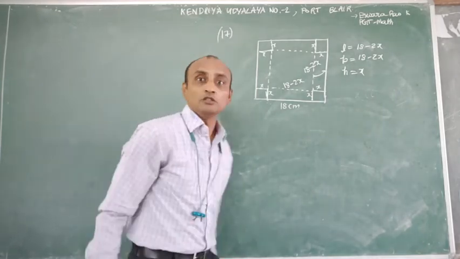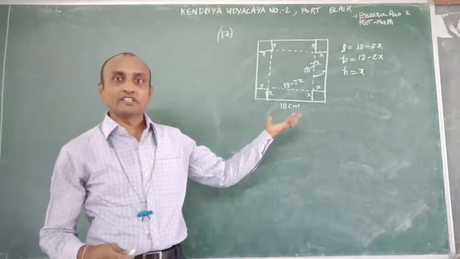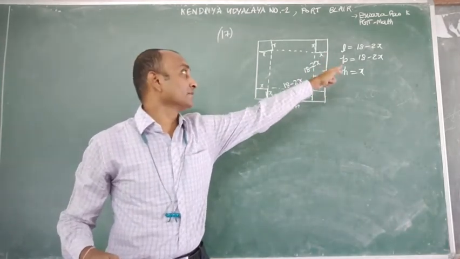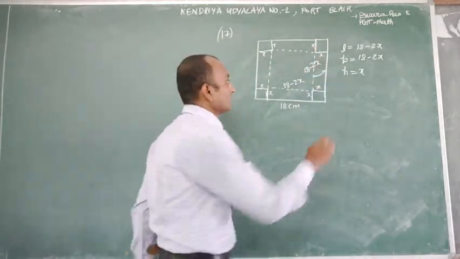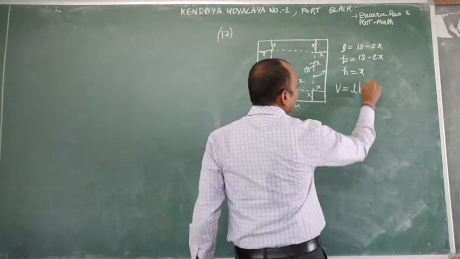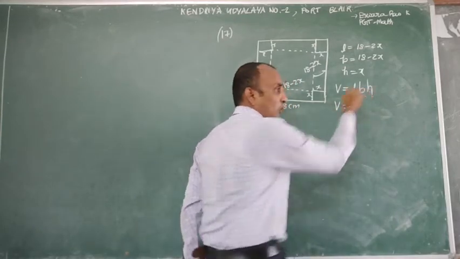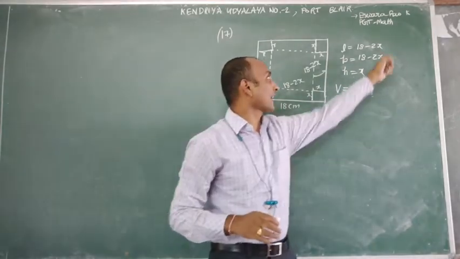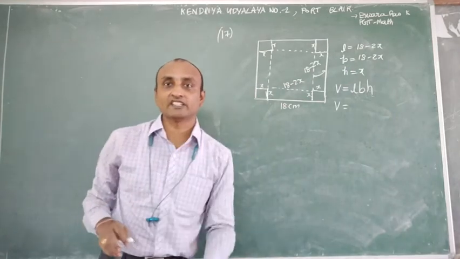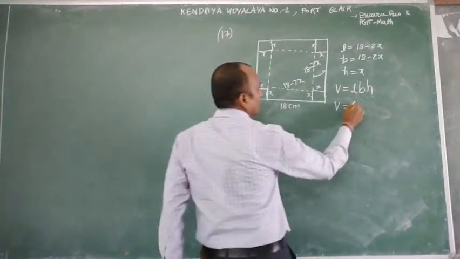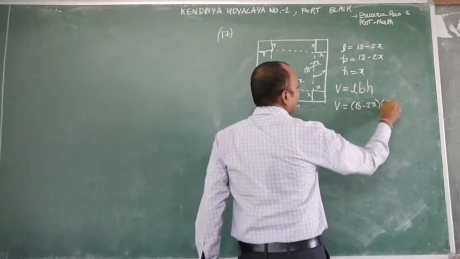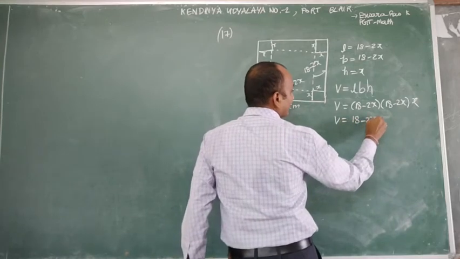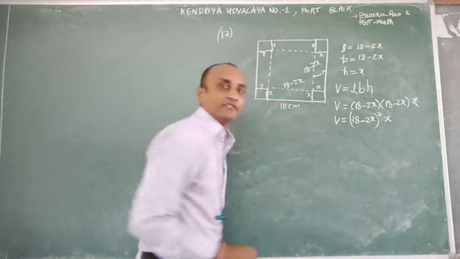So try to find the volume of a cuboid. After converting into a solid figure, this will be a cuboid whose length is 18 minus 2x, breadth is 18 minus 2x, height is x. So what is the volume? LBH. All three are variables now, but we need to express it in one variable. All were expressed in one variable x, where x is the side of the small square. So L is 18 minus 2x, B is 18 minus 2x, and h is x. So the volume is equal to (18 minus 2x) whole square into x. Now it is in one variable.